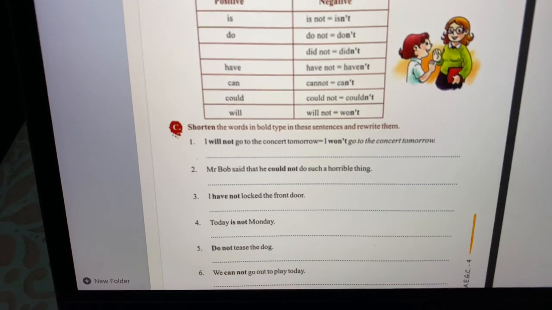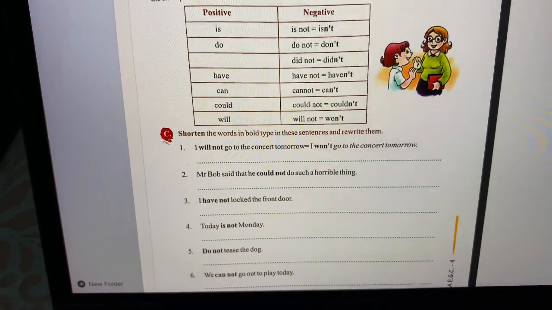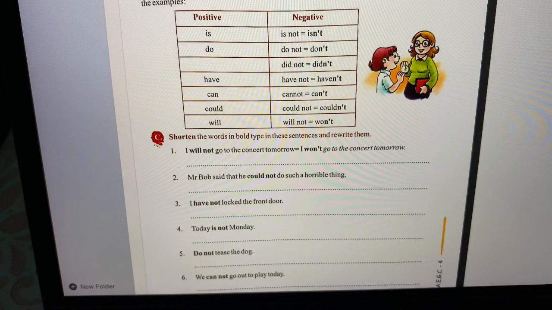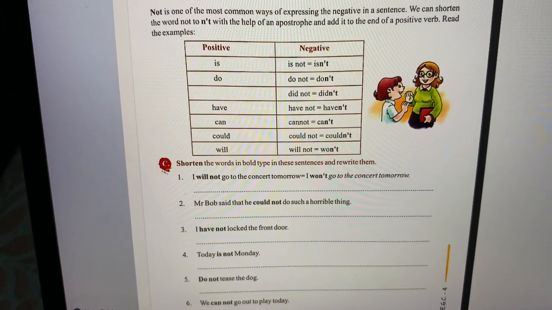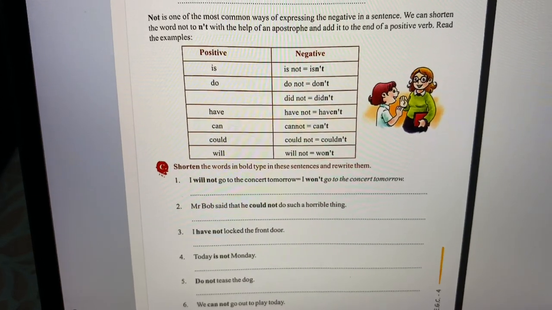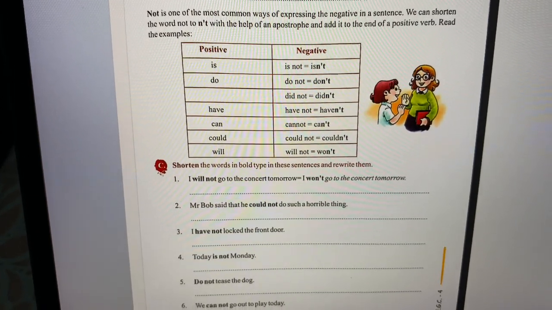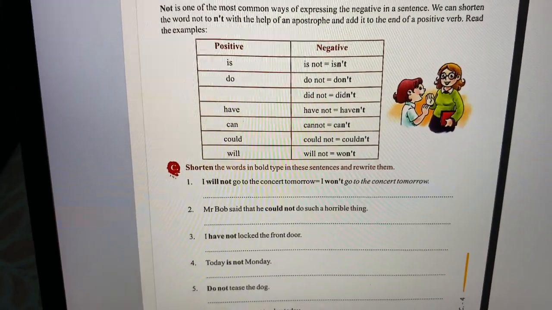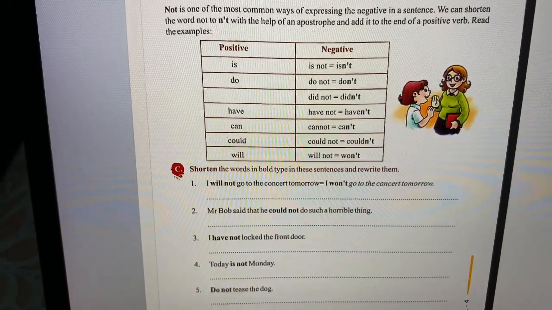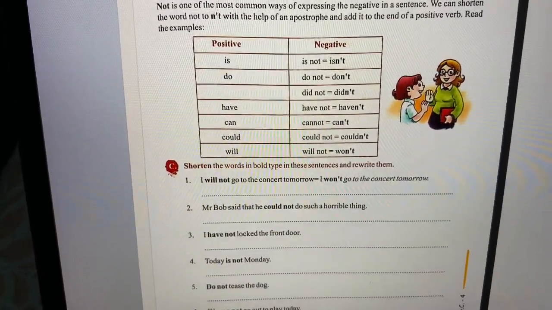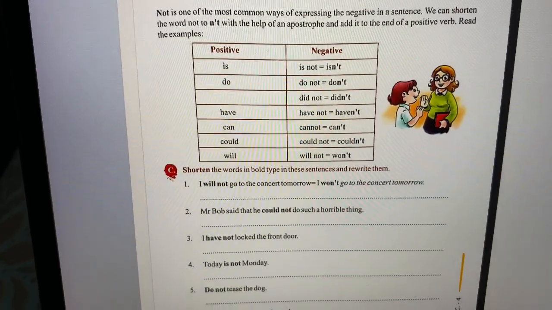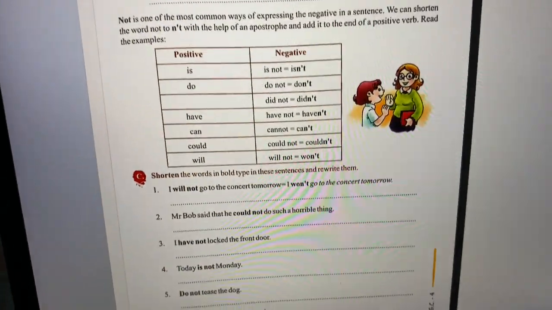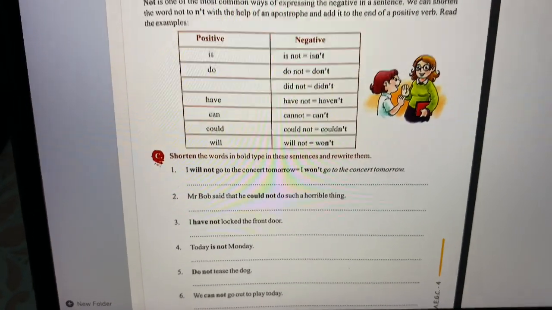Okay. So shorten the word in bold type in these sentences and rewrite them. I will not go to the concert tomorrow. The first one is already done. I won't go to the concert tomorrow. So over here, the N apostrophe T makes the word will not short form won't. So this is the way you have to do the other sentences as well.